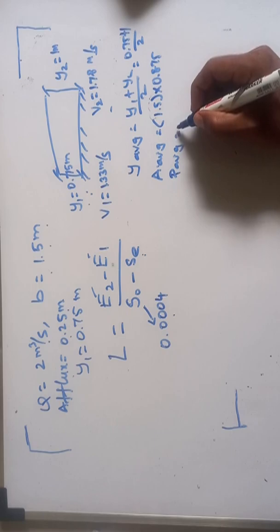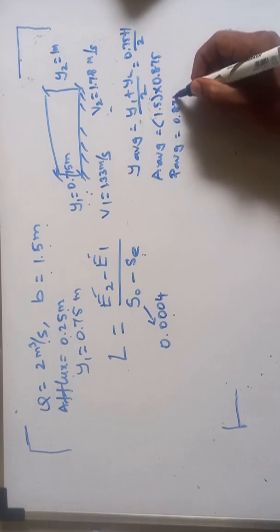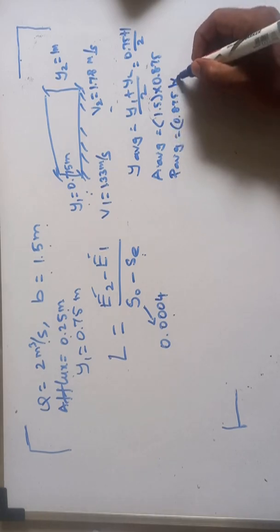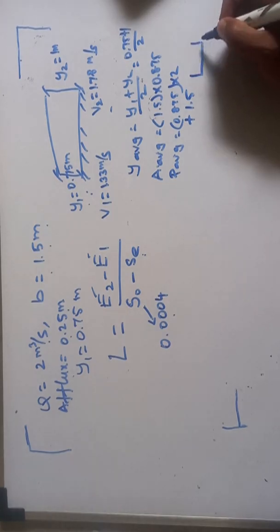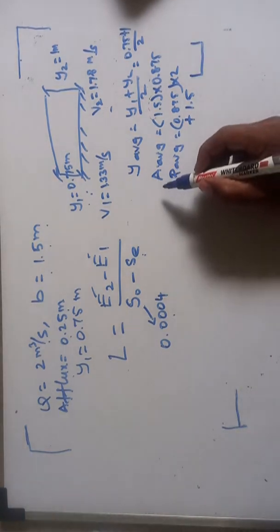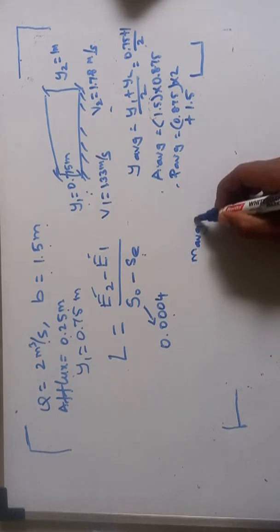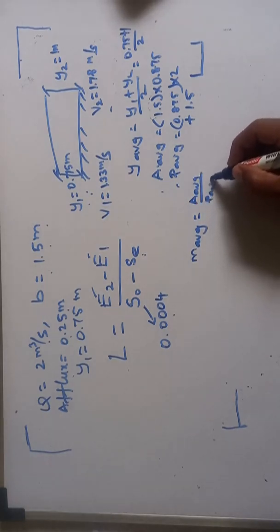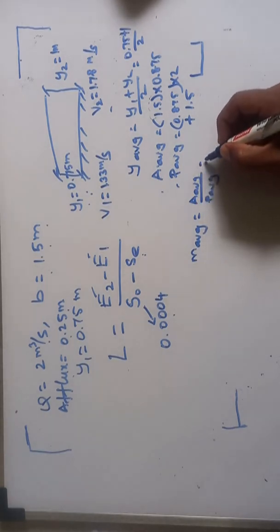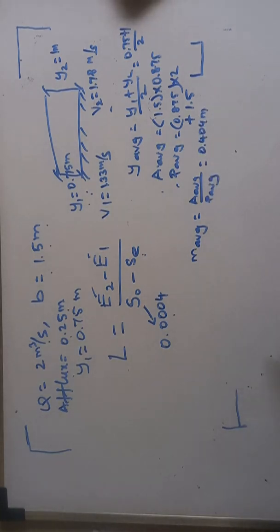Like that, P average is equal to 0.875 into 2 plus 1.5, because depth plus width plus depth, this concept. So by using A average and P average, I have to calculate M average. M average is nothing but A average divided by P average. If I substitute these values, I'll get M average equal to 0.404 meter.